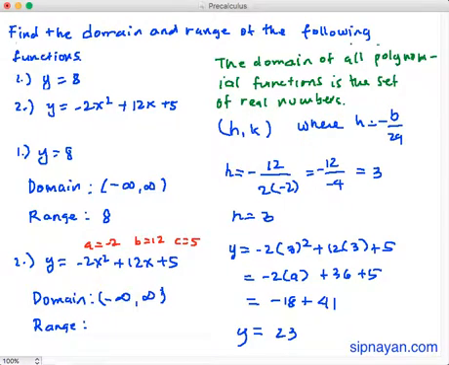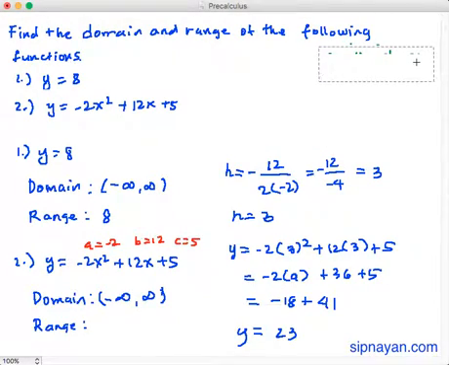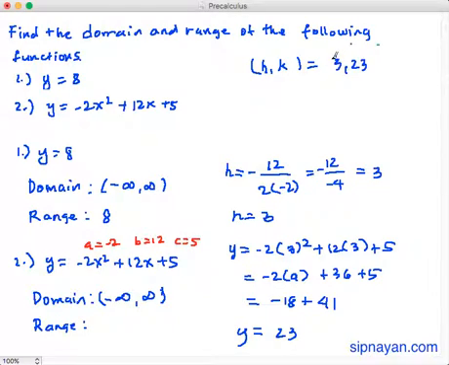Meaning, the vertex of our parabola is (h, k), which is equal to (3, 23). Ibig sabihin, maximum niya itong 23. Pag ganito siya, the point here is (3, 23). Meaning, maximum niya ito. Ibig sabihin, yung ating range is from negative infinity up to 23. Kasama pala yung 23. Okay?